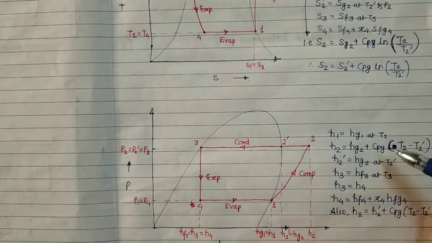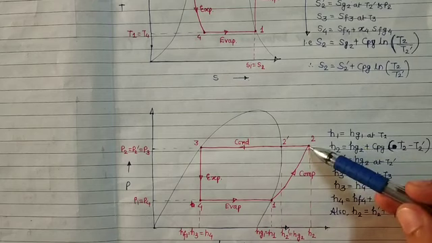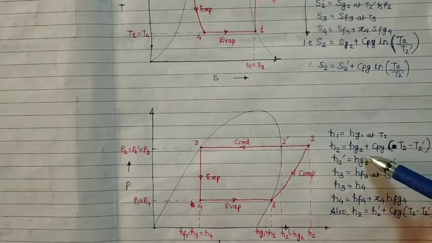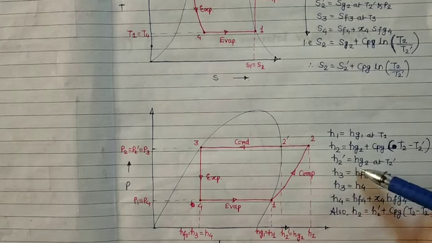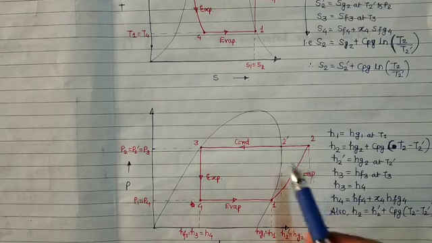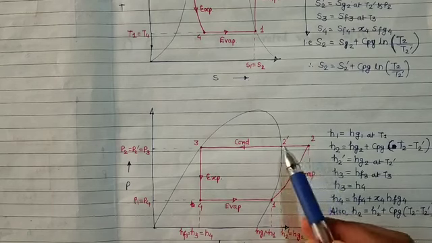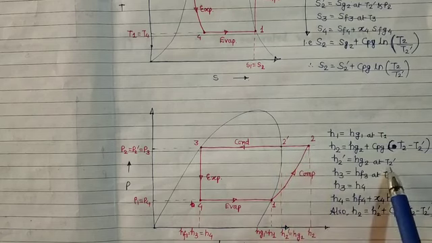Again here we will be calculating various enthalpy values. H1 will be equal to Hg1 at T1. H2 is in the superheated region, so it is to be calculated such that H2 equals Hg2 plus Cpg times T2 minus T2 dash. Next is H2 dash. As it is on the saturated vapor line, H2 dash will be Hg2, that is, Hg2 at T2 dash.